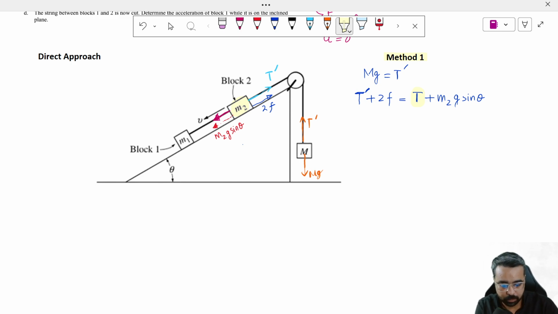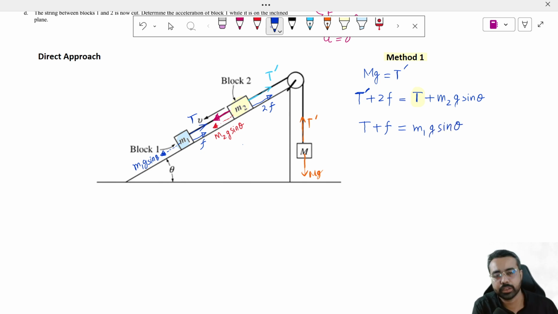So let's come to the mass m1. For m1, we know one force is the tension, that is T. The other is the force of friction F, whereas this is a component of the weight. So we can say the tension T plus the force of friction must be equal to m1g sine theta, because all of the masses are moving with constant velocity. So the rightward force is equal to the leftward force.